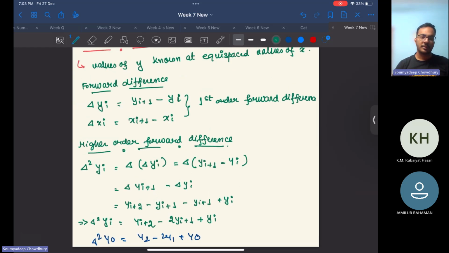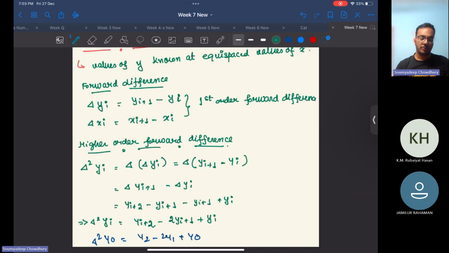The second order forward difference is represented by del square of yi. So del square of yi is given by del of del yi. Again we can replace del yi by yi plus 1 minus yi. Then if we open the bracket and do the simplification, we get del square of yi is yi plus 2 minus 2yi plus 1 plus yi.